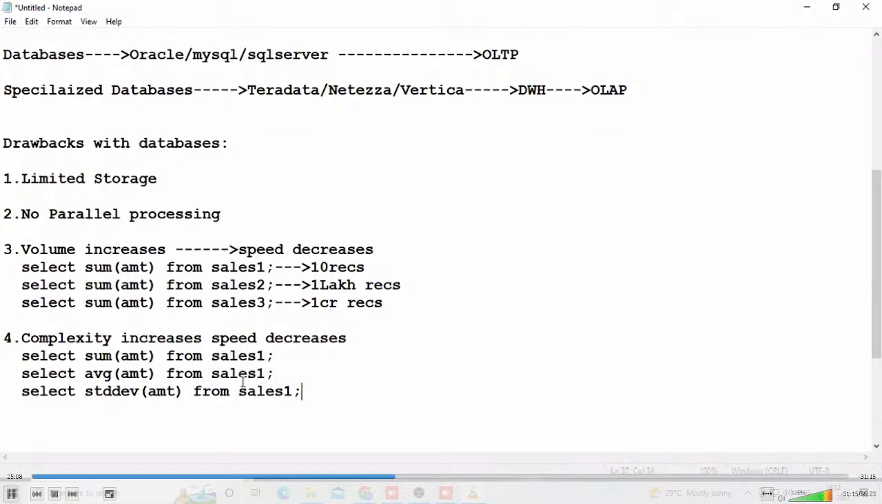Standard deviation of amount, right? So assume you got 1 lakh records. Which query executes faster among these three? Obviously the first query. The second query is average amount, a two-step process: first the sum is calculated, then the average. As compared with the first query, the second query takes more time. And standard deviation of amount requires a lot of internal processing. Sum of amount from sales fund, average amount, standard deviation of amount from sales fund.